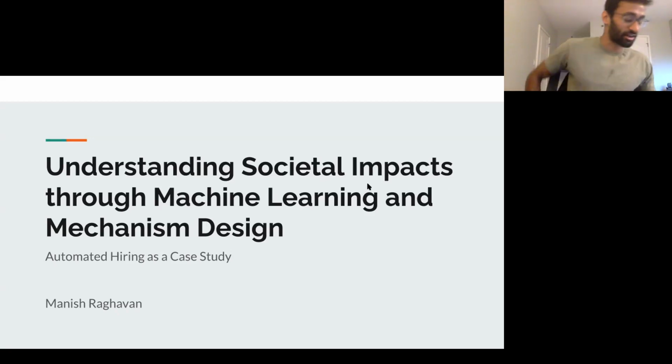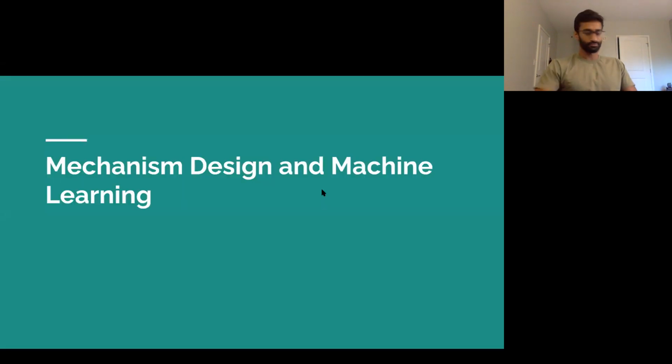Okay, so today we'll be talking about trying to better understand the social impacts that algorithmic systems have, and we'll be taking perspectives from both machine learning and mechanism design. And through most of this talk, I'll be using automated hiring as a case study through which we can actually use these dual lenses to better understand social impact. Now, why mechanism design and machine learning? Why are these two different frames useful for us in trying to understand social impact?